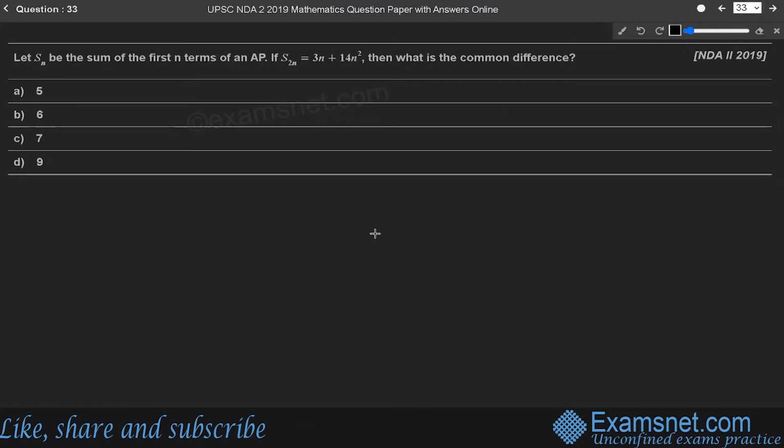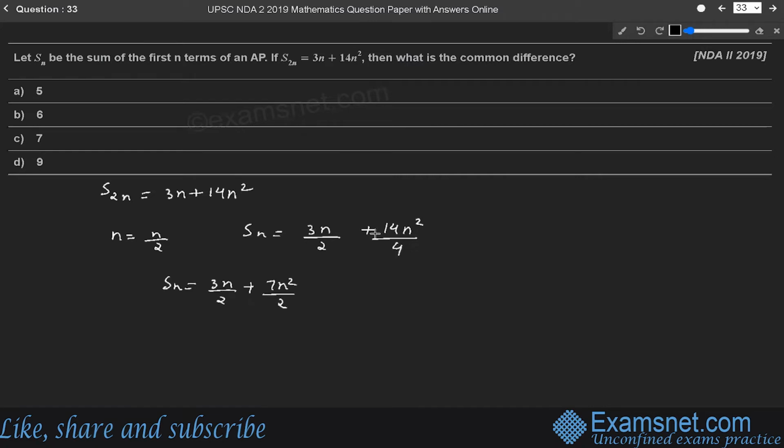Next question is, let Sn be the sum of the first n terms of an AP. If S2n is equal to 3n plus 14n square, then what is the common difference? So here it is clear that n is equal to n by 2, and Sn will be equal to 3n by 2 plus 14n square divided by 4. So Sn will be equal to 3n by 2 plus 7n square divided by 2. So Sn will be equal to 1 by 2n common. Remaining will be 3 plus 7n.